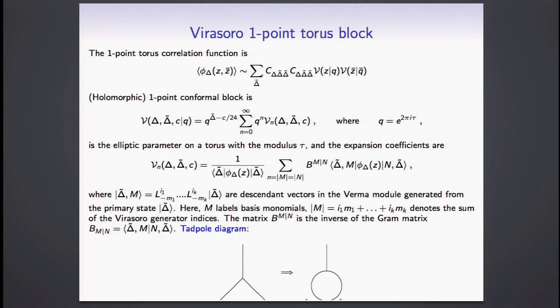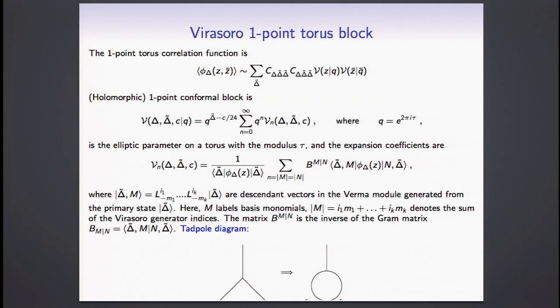Yeah, that's right. And I'd like to explain this by considering this trivalent vertex. So it's just one structure constant. Okay, and graphically, the 1-point conformal block on the torus can be given by this tadpole diagram, which can be understood as follows.